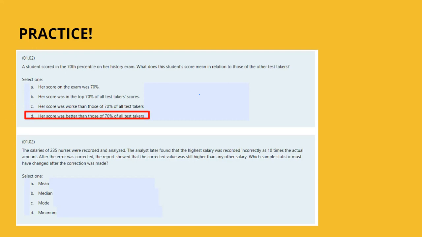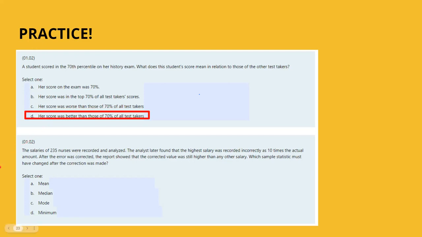Now, of course, in AP, we know that there's always another one that tries to throw you off. In that case, it might have been B. It was in the top 70%. Well, top 70%, that actually means that B and C are saying the same thing. If her score is in the top 70%, then that's actually not good, because that means it's only higher than 30% of people, which is saying that it was worse than 70%. So the answer is D.